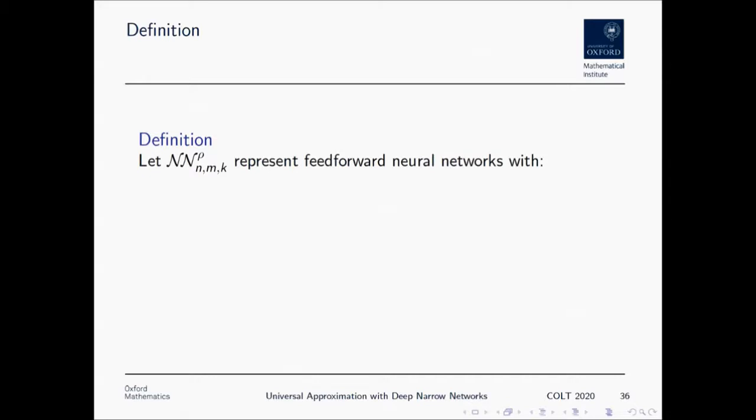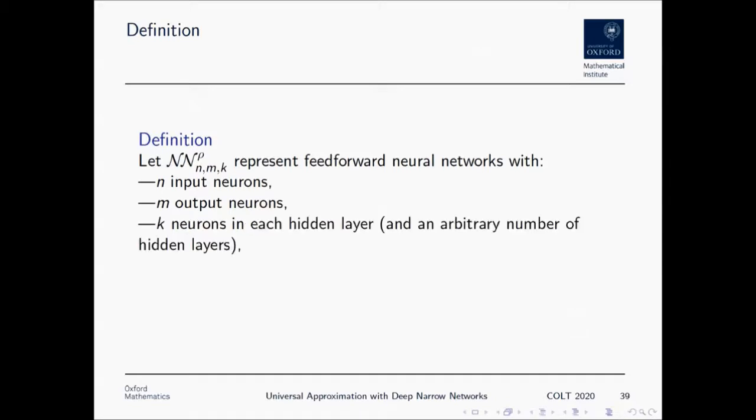Okay, so there's one definition I'm going to introduce. This is one piece of notation, and I promise you it's the only piece of notation that I'm going to introduce in this talk. And this notation is, if we consider this class of deep, narrow, feed-forward neural networks with n neurons in the input layer, m neurons in the output layer, and k neurons in every hidden layer, and as many of these hidden layers as we like, and activation function rho, then we're able to make the following statement.